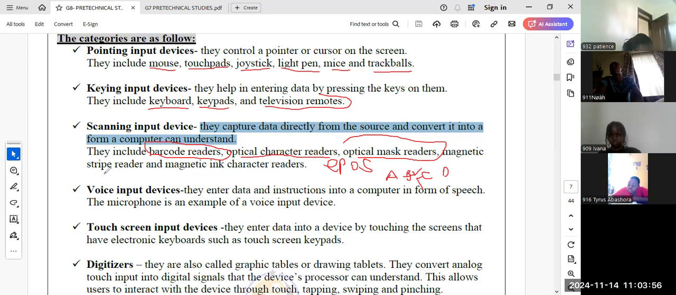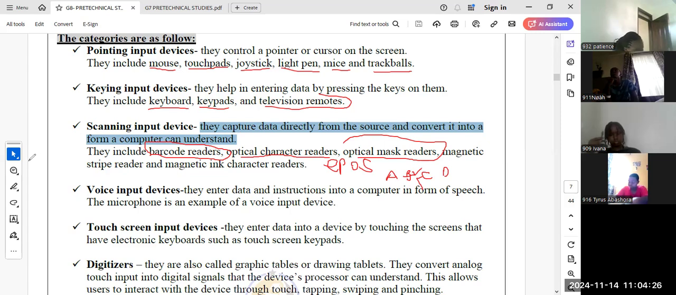We have magnetic strip readers, like those found on ATM cards. If you check behind the ATM card, we have a black strip. That one we call the magnetic strip. These are also used to store information about persons, so that to access your account at the bank, you swipe the magnetic strip against the ATM machine to withdraw or deposit some cash. So those ones are scanning input devices.